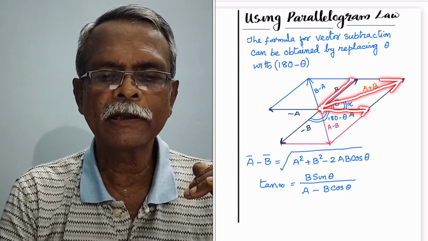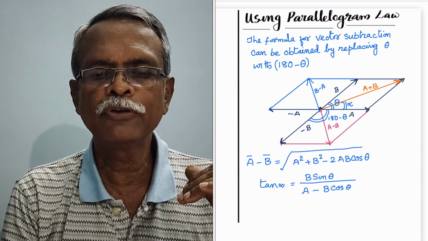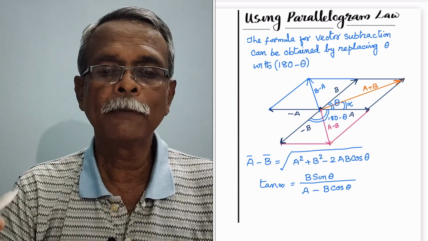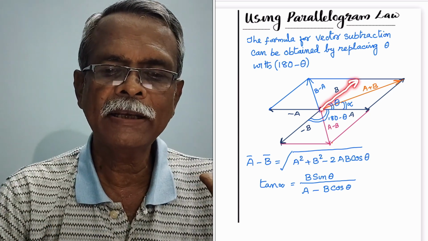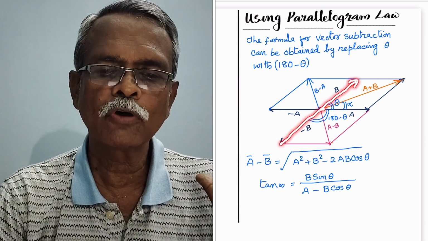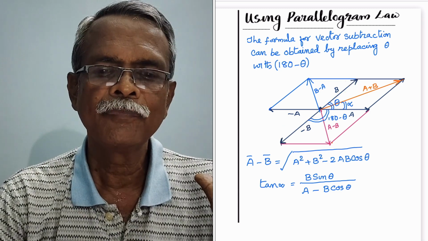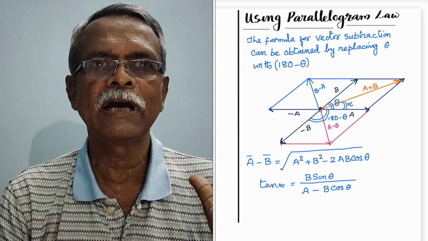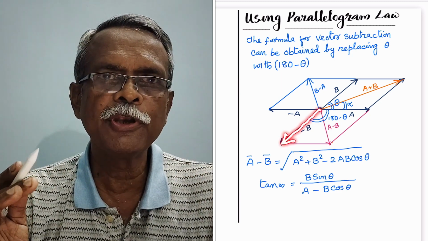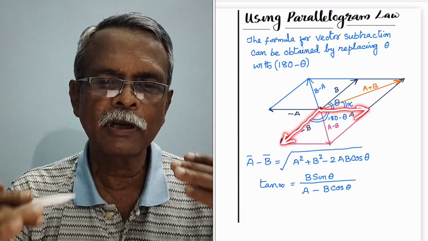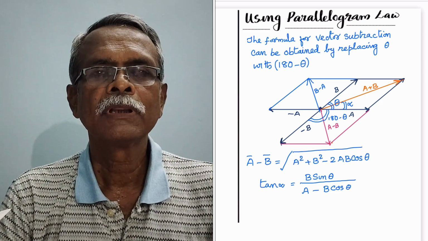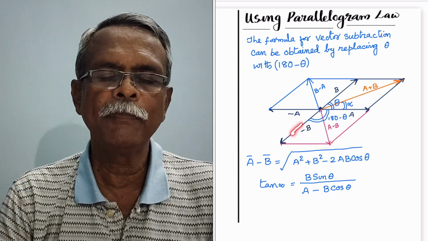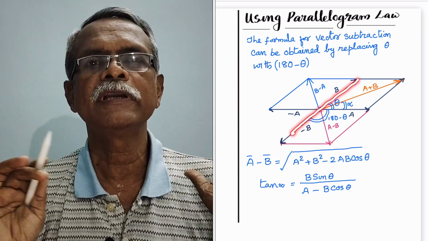Therefore, this vector minus B and this vector A are added together using the parallelogram law. You can see that these vectors are collinear, therefore this angle will be 180 degrees. This angle is theta, therefore this angle will be 180 minus theta. That is, if the angle between vector A and vector B is theta, then the angle between vector A and vector minus B will be 180 minus theta.